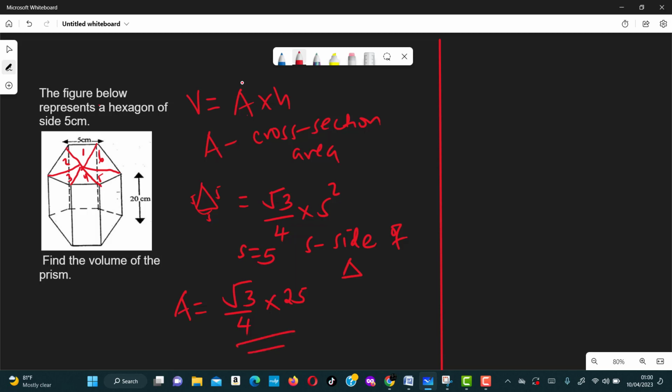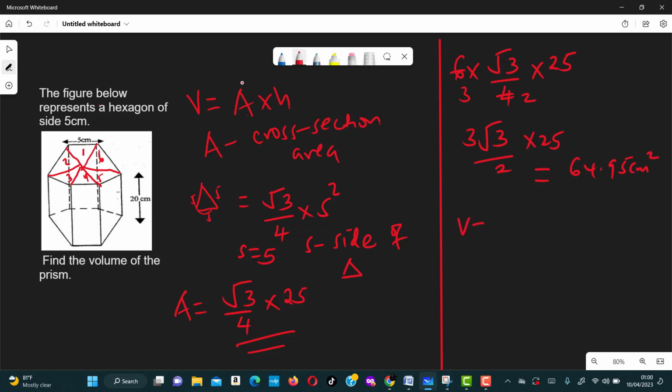But you have 6 triangles, therefore we will have 6 multiplied by the square root of 3 divided by 4 multiplied by 25. This will give us, dividing by 2, 3 square root of 3 over 2 multiplied by 25. Using the calculator, we're going to get 64.95 centimeter squared. That will be the cross-section area of the hexagon.